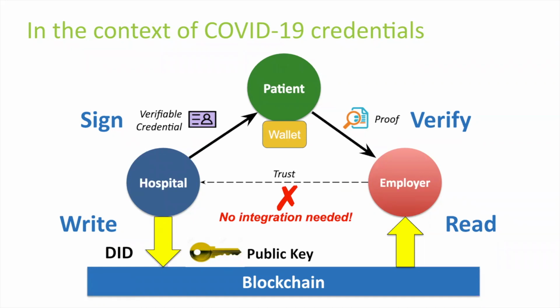So in the context of COVID-19 credentials, this trust triangle manifests very obviously. You could have the hospital be the issuer, you could have the patient be a holder, and you could have an employer be a verifier. In that case, the credential would be something saying the patient has recovered and is no longer shedding viruses that can infect anybody and has antibodies in their system, therefore let them come back to work.